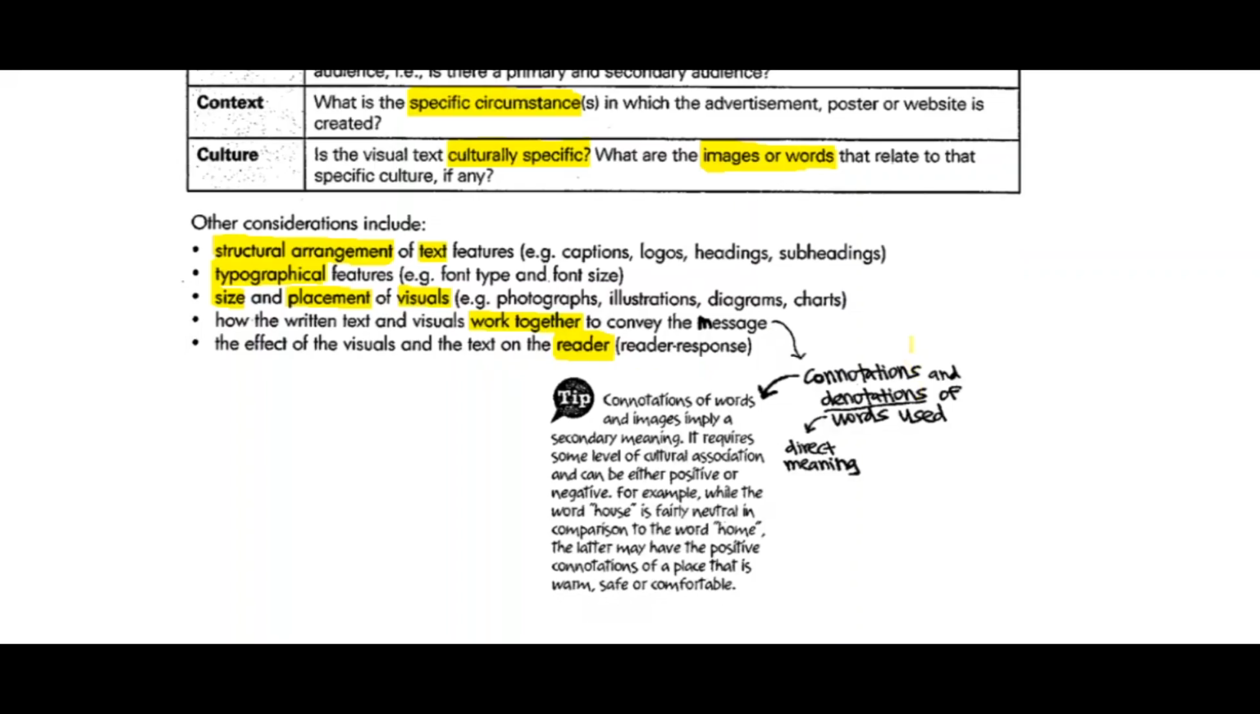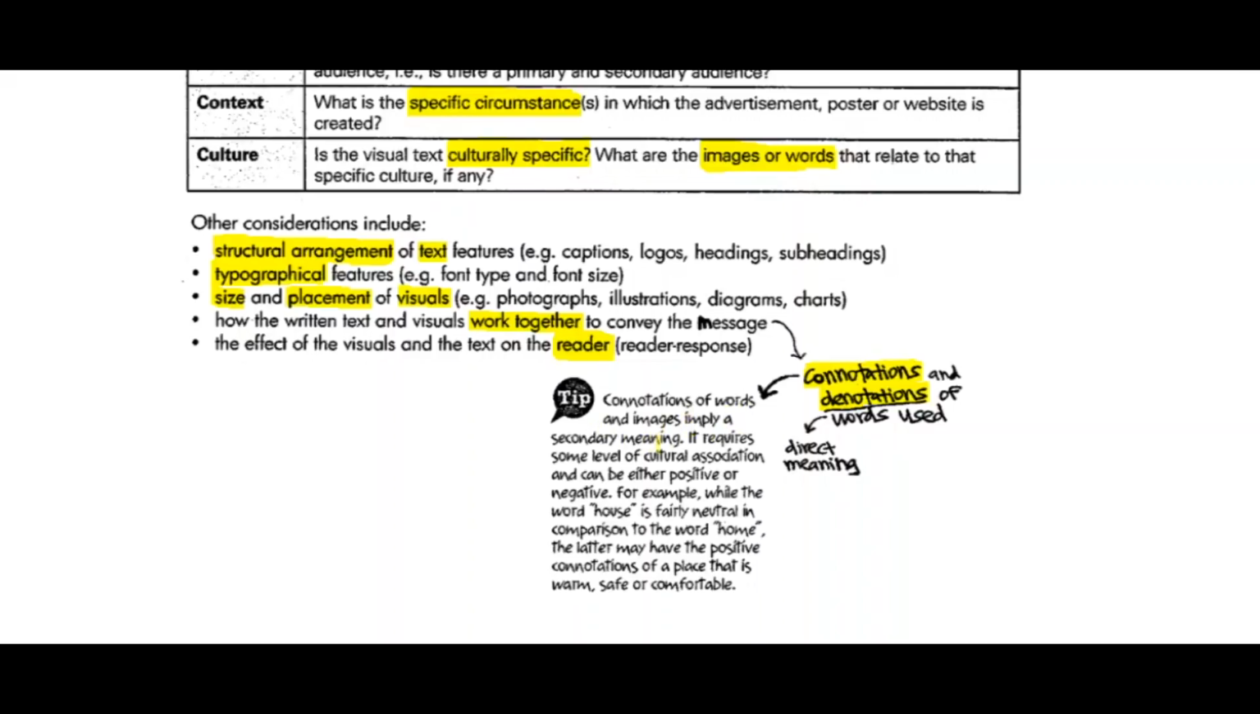So here, when we're talking about a message, okay, usually we have to look at two things, which is connotations and denotations, right? So denotations over here refer to what is the direct meaning of the words used. Okay, so denotations refer to direct meaning, but more importantly, a lot of times, a lot of the message will be in the form of connotations. Okay, what do they imply? So connotations of words and images, they imply a secondary meaning.